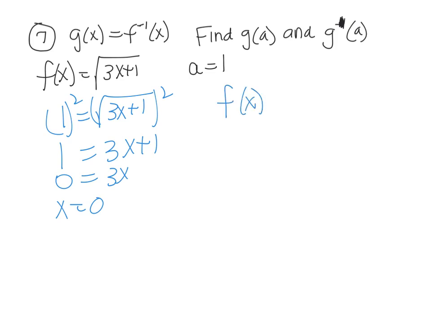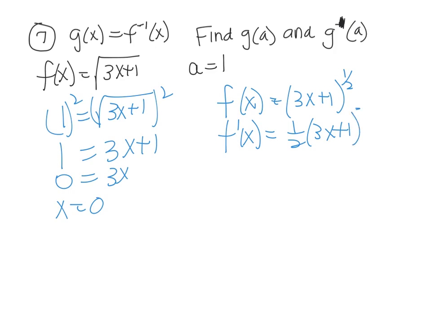Right, so I'm just going to rewrite it. 3x plus 1 to the 1/2 power. F prime of x is 1/2 times 3x plus 1 to the negative 1/2 times 3. And if I rewrite that, that's going to be 3 over 2 square root of 3x plus 1.